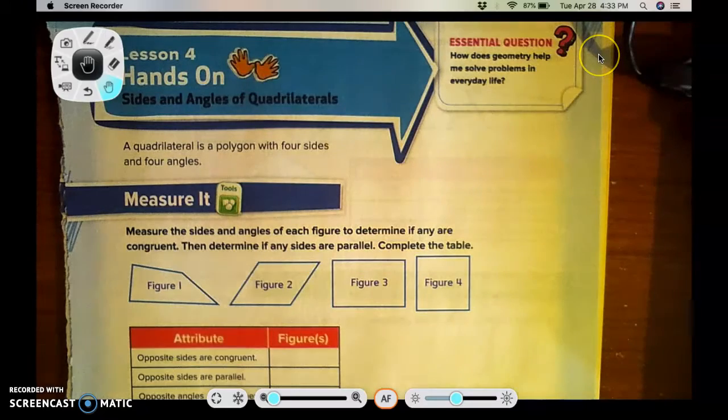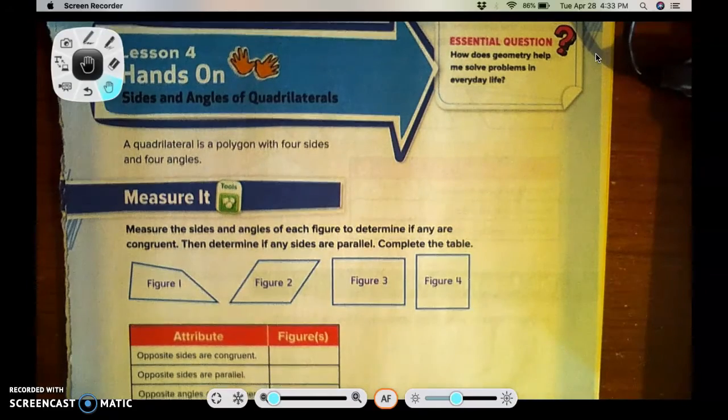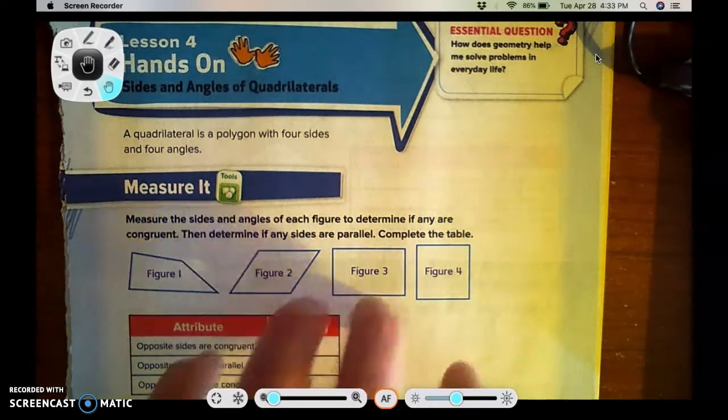In today's lesson, I'm going to combine lesson 4 and lesson 5 because they're pretty similar. 5 just builds off of 4 as far as looking at angles and sides and whether they're congruent or not. So I'll just dive right into 4 and then I'll jump right into 5 right afterwards. So it might be a little longer video.